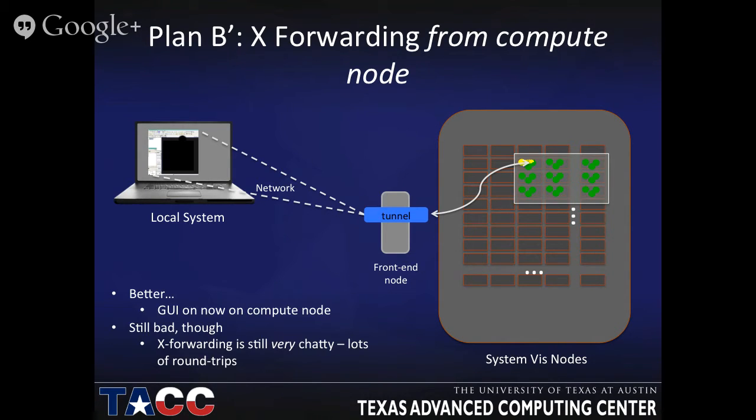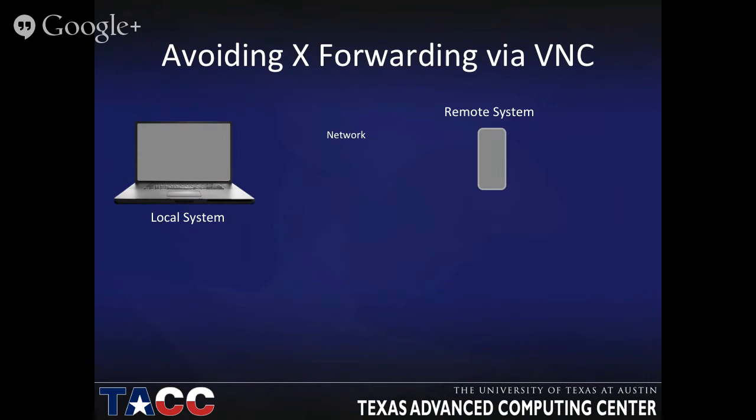But this still doesn't do the job. We now have the GUI on a compute node, but it's still bad. We still do lots and lots of back and forth in order to communicate between the GUI and the application. So instead, we use an application called VNC. Show of hands, who's heard of VNC before? VNC is one of those unbelievable free lunches. I don't get why. It's a wonderful, wonderful thing.